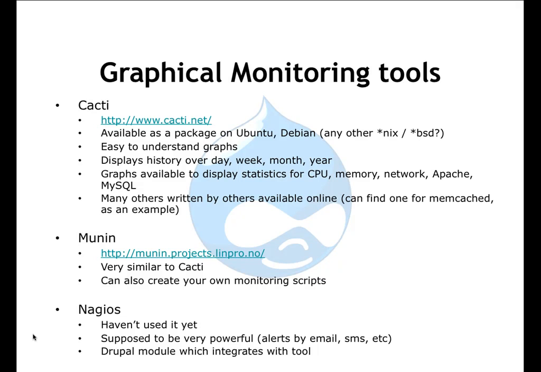Munin is very similar to Cacti, but you can also create monitoring scripts for it that can connect into your database server and give you other statistics with respect to Drupal. There's another monitoring tool called Nagios, which I haven't used yet, but I've heard it is very powerful. Like, you can get alerts by email or SMS if something happens to your server just through this. And there's also a Drupal module which integrates into it. So it'll give you statistics about your Drupal installation in much better detail than Munin might.